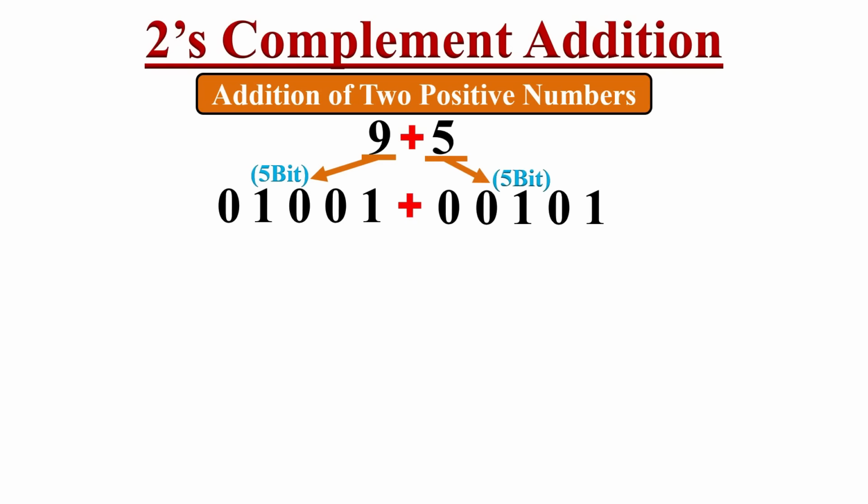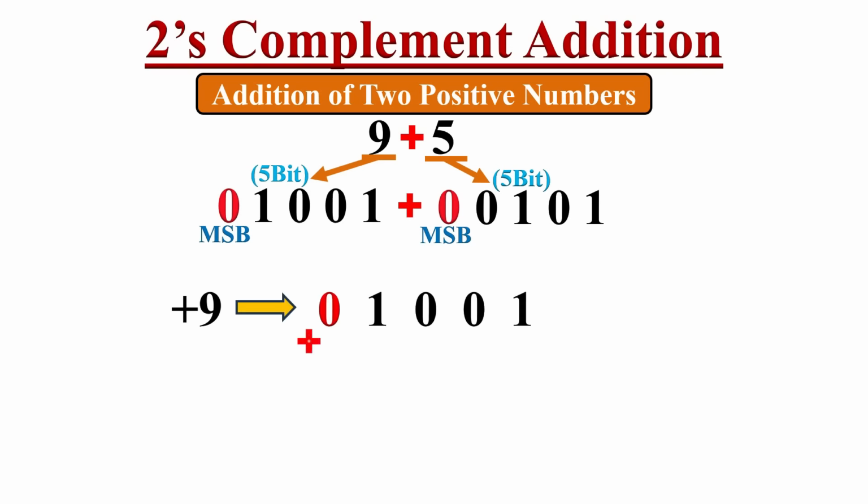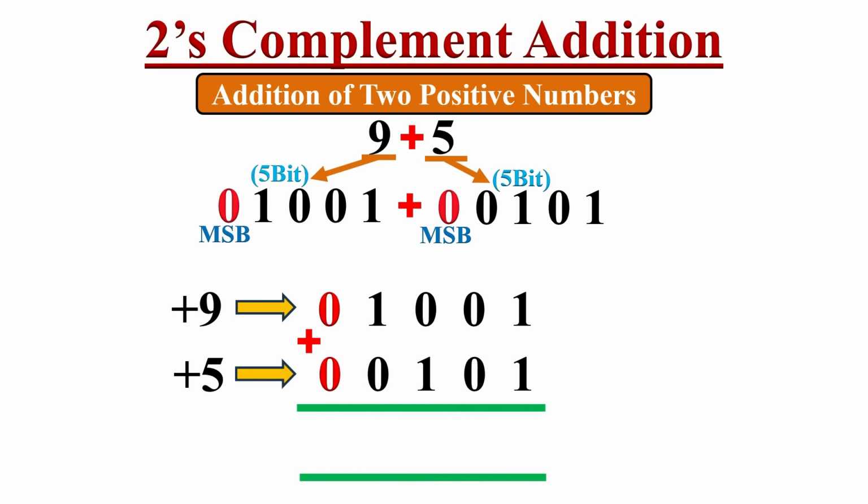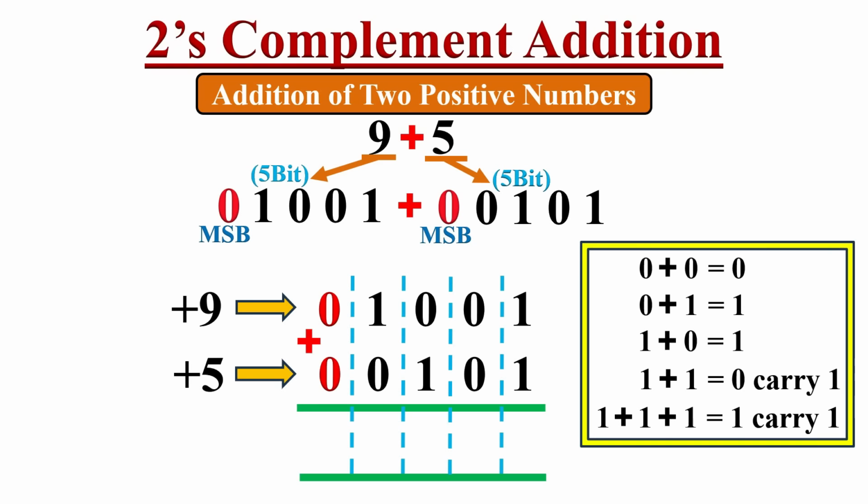If we observe here, the MSB or sign bits of both numbers are 0, which indicates that they are positive binary numbers. Here the addition is very similar to normal binary addition. We will use the column by column method. These are the basic rules for binary addition. By using these rules, we must start adding from the LSB.